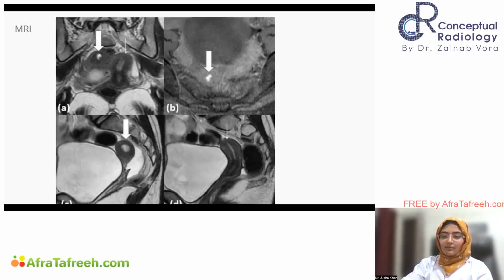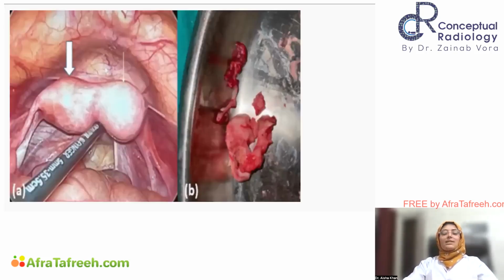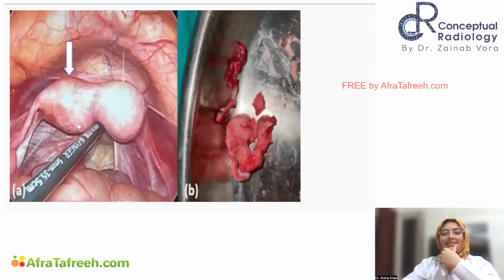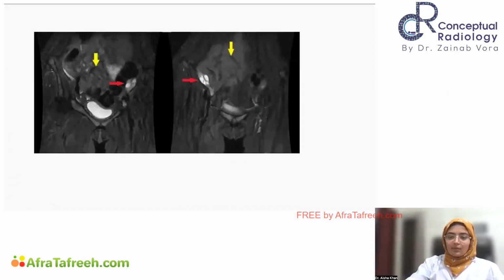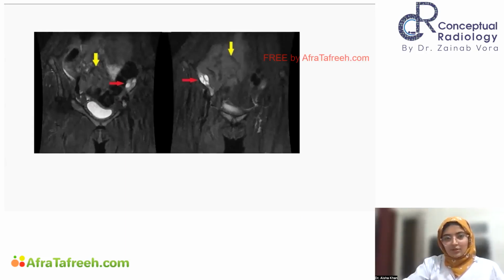Now we come to the next one. This was its surgical image. So this is actually, the smaller arrow is the normal unicornuate uterus, and this is the rudimentary horn which seems to be distended with chronic blood products, and then it was resected out. Okay, this is really simple. Yes. So these are the images, and then we have some STIR images also.